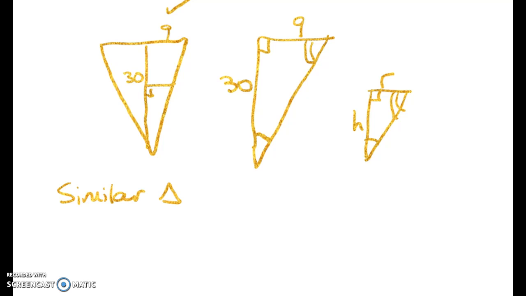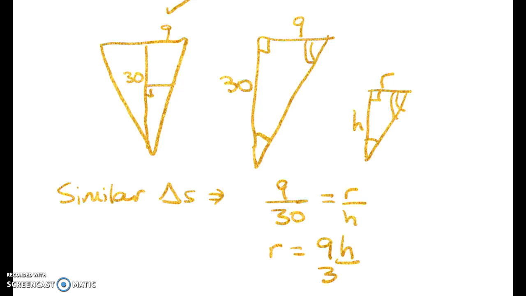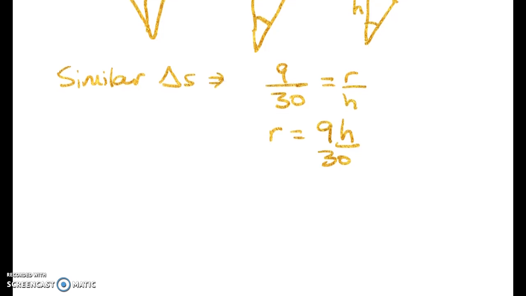Because we've got similar triangles, we can say that 9 over 30 is equal to r over h. That tells me that r is equal to 9h over 30, or simplifying, r is 3/10 of h.